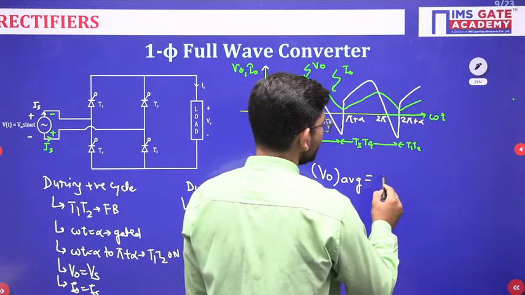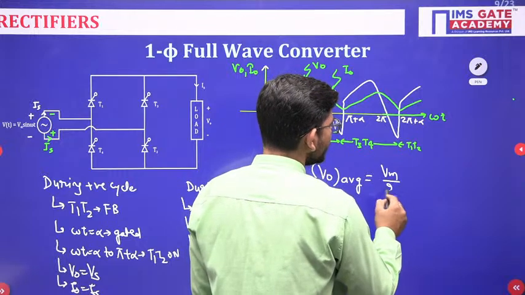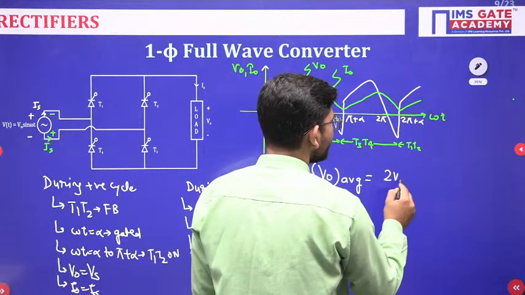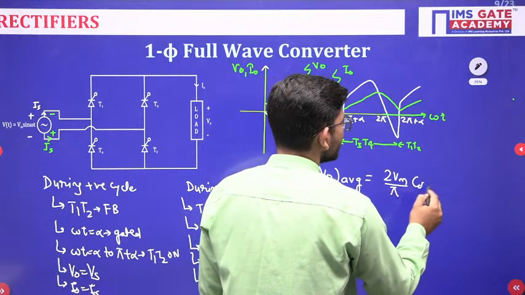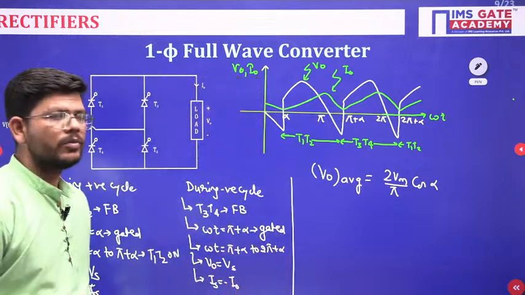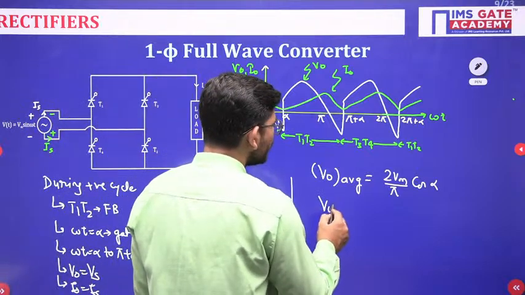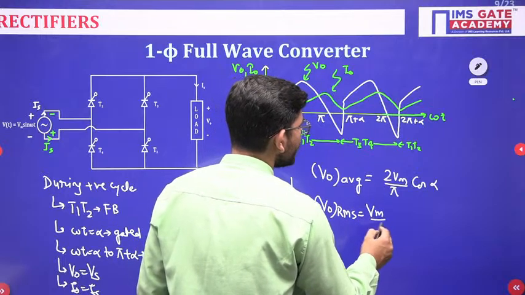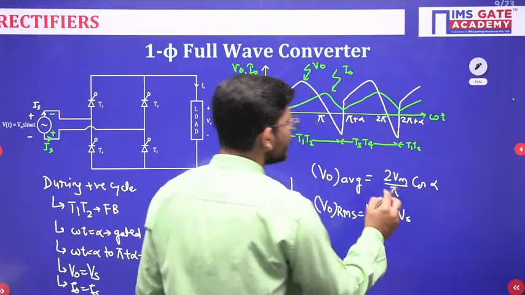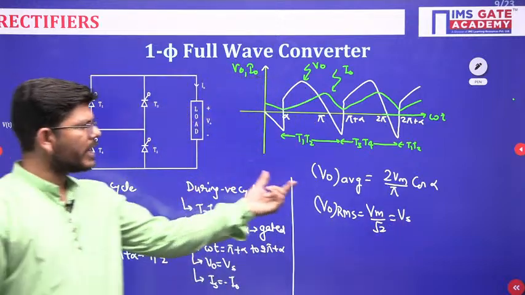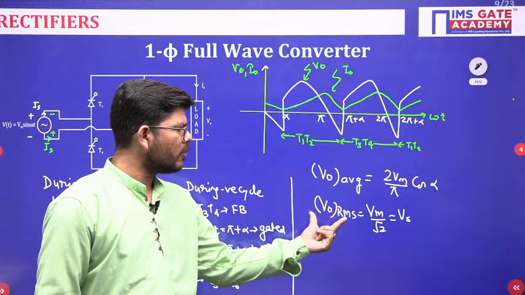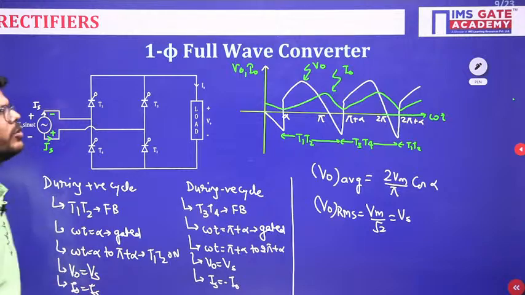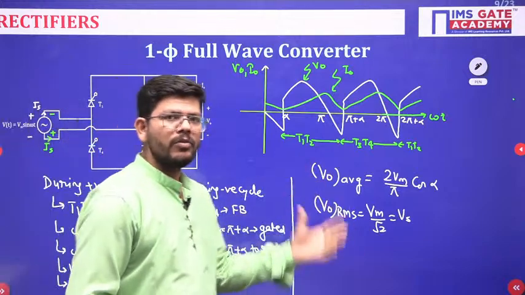Average output voltage will be twice Vm over pi, cos alpha. That will be the average output voltage, and RMS output voltage has a particular formula that you should know. This will be equal to Vm by root 2, or simply we can write Vs. So the average output voltage and RMS output voltage will have these formulas. This is how you get the single phase full wave converter waveforms and formulas.